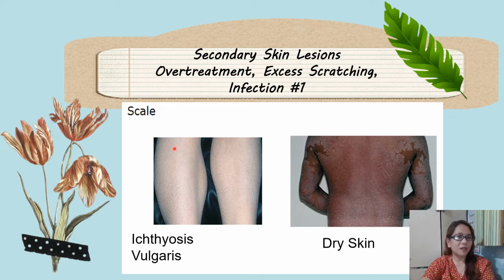We have the scale. As you can see in this picture, this is what we call ichthyosis vulgaris. Scales refer to flakes of the dead exfoliated epidermis. The color may be white, gray, or silvery. The texture may be fine or thick. Another example is the dry skin in this picture.